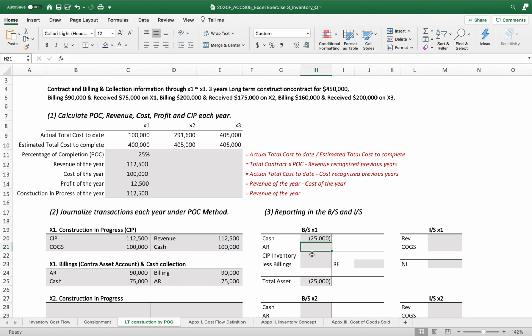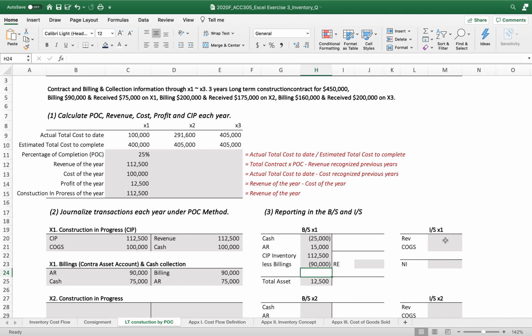So that's correct. And then AR, how do you get the AR? Okay, here we go. Starting from 90,000 minus 75,000. And then CIP inventory. There we go, the construction in progress. And then less billing, that is contra account. So negative value of $90,000.